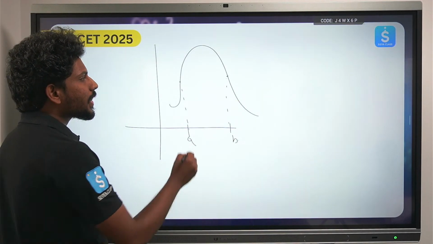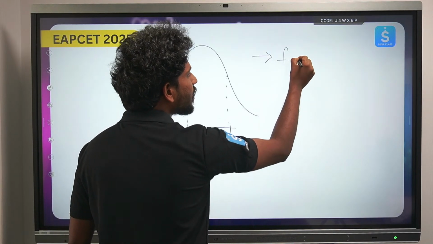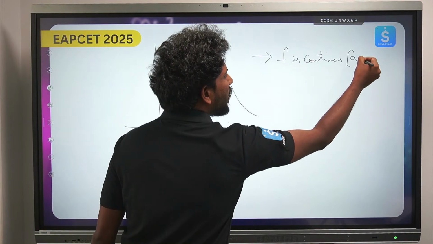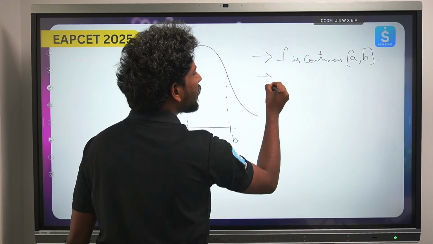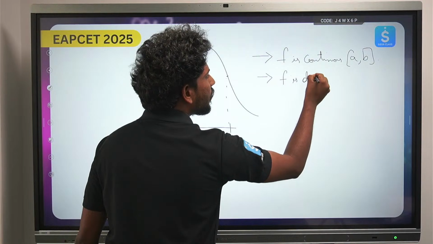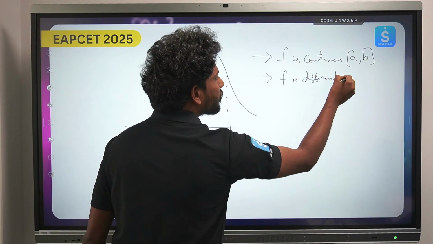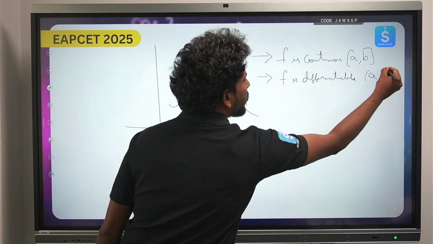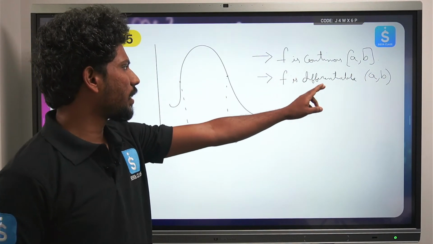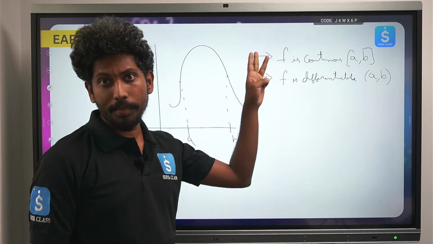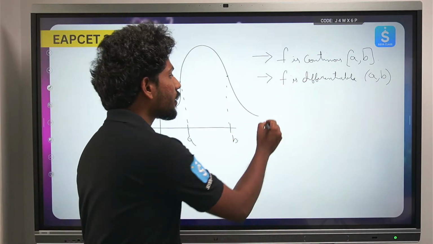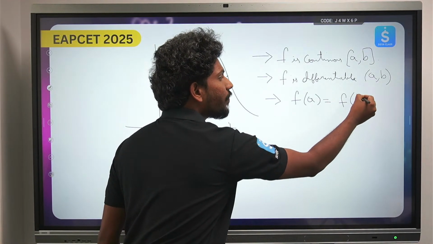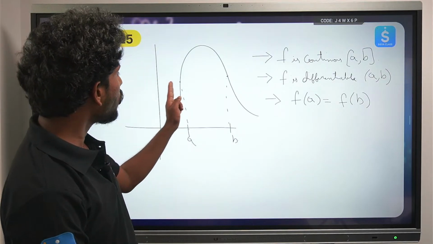Now what I am saying is the first condition is f should be continuous. So f is continuous in between a comma b. So that is the first thing. What is the second thing? f is differentiable between the open interval a comma b. But now I'm trying to incorporate one more condition, that is if there exists a point a comma b in such a way that f of a equals f of b, right? Suppose these two points are equal.